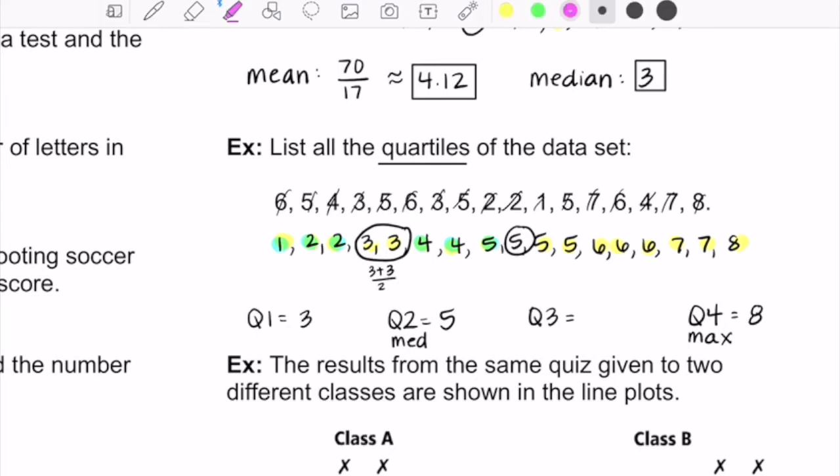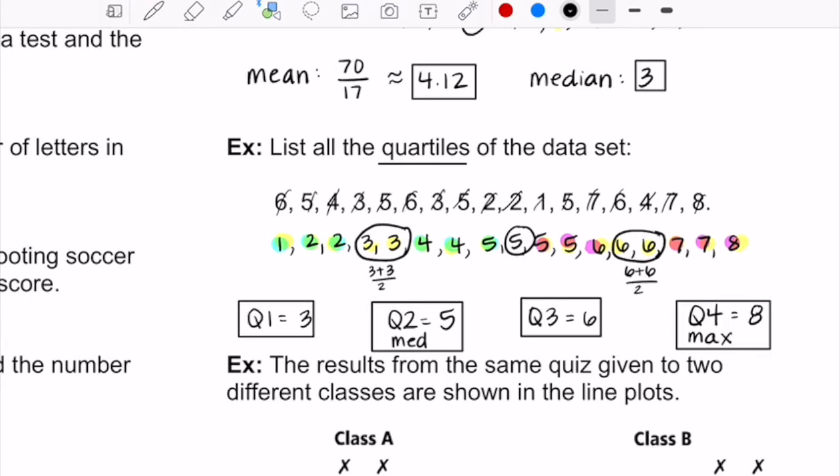And then I'll do the same thing on the upper half of the data set. So 1 and 1, 1 and 1. Here I'm averaging together 6 and 6, and 6 plus 6 divided by 2 gives me 6. And so here for this question, your answer is all 4 of these numbers because you were asked to find all the quartiles.